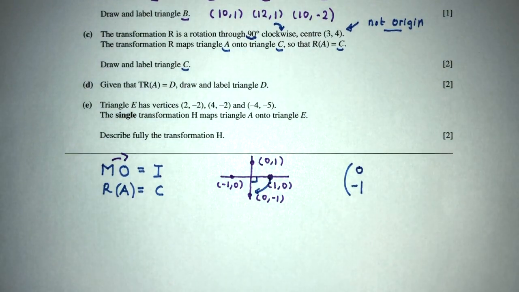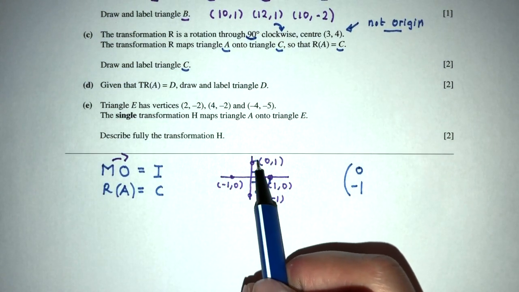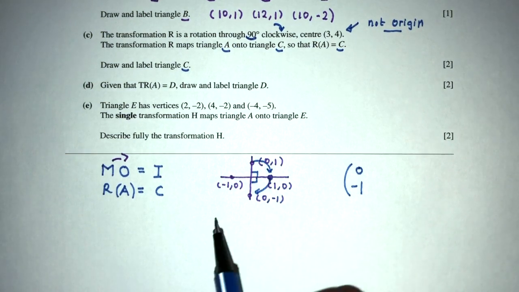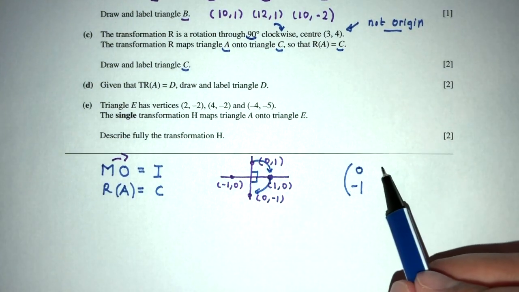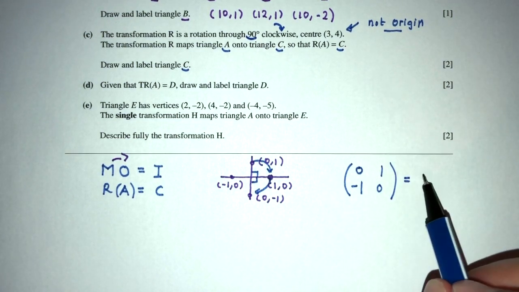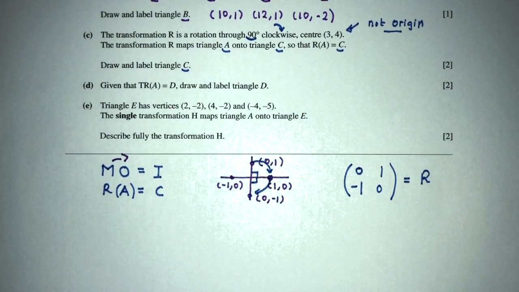Then the next point I look at will be this one. Same thing, this is rotation 90. So this will give you this point. So this will become (-1, 0). So this represents my transformation of R, which is the rotation 90 degrees about the point O.